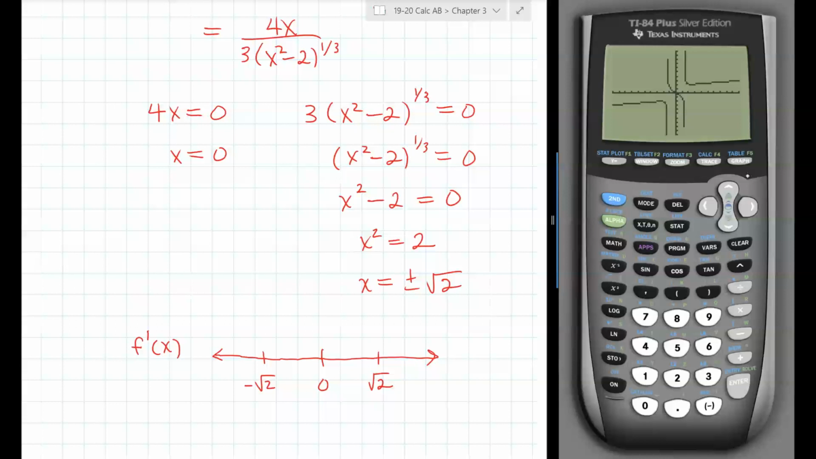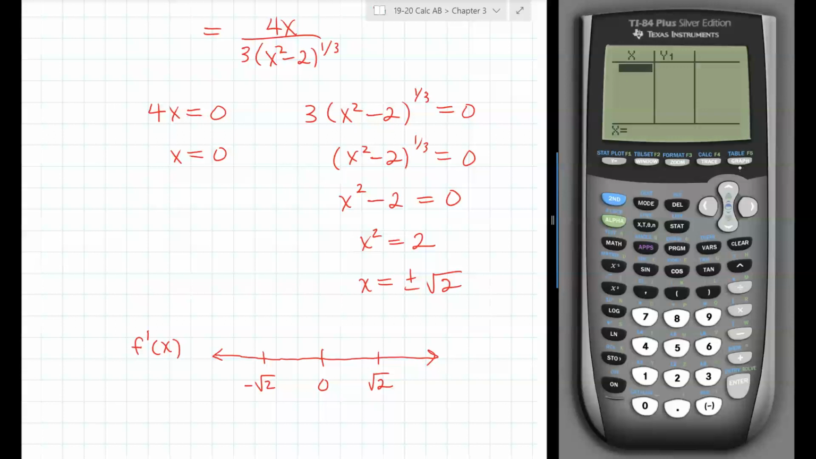So I'm going to create a table. So I'm going to go to table set. I'm going to hit second and then table set for myself. And under independent, I want to go to ask. Okay, I want it to ask me what numbers to plug in. So now that I've done that, I'm going to go to my table. So second table, and there it is. That's what it looks like. Now this is going to give me the values of the derivative because that's the one I'm graphing, right?